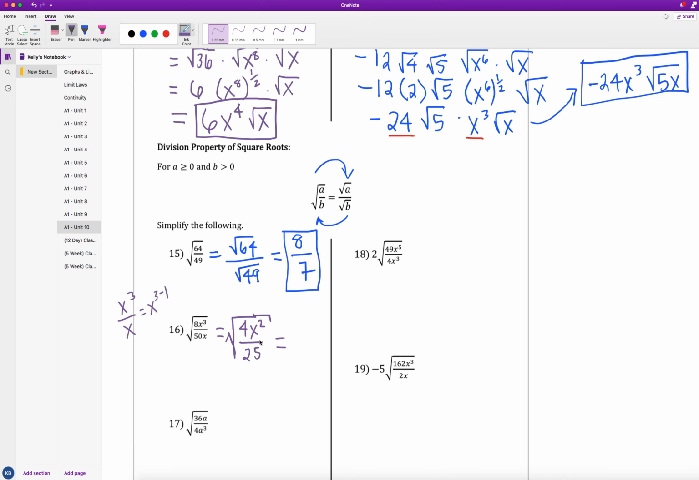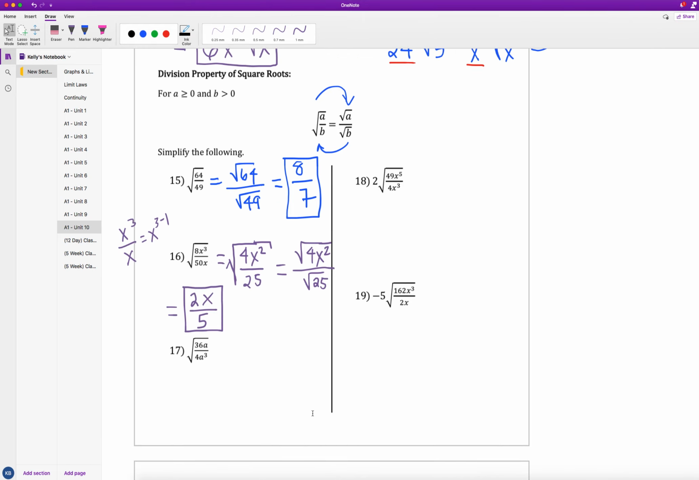From here, all of those are actually perfect squares, so I'm going to break this apart into the square root of the numerator, 4x squared, over the square root of our denominator. And our last step is to simplify down. So the square root of 4 is going to be 2, the square root of x to the second will just be a single x, and the square root of 25 will give us 5. Since I can't reduce 2 and 5 any further, that will be our final answer.